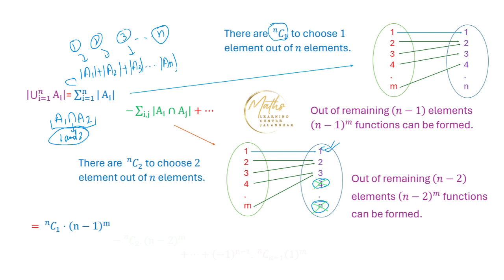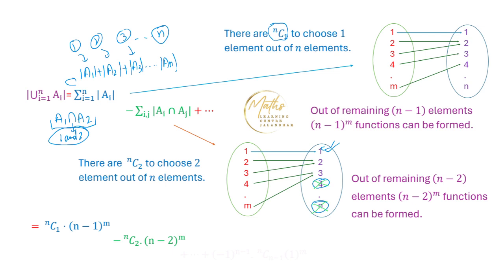For the second term, we have to choose first two elements. To choose two elements, how many ways are there? There are nC2 ways. How many elements are left? We are left with n minus 2 elements. We are left with the set having the elements 1, 2, 3, then 4 is missing, then 5, 6, 7 up to n minus 1. And how many functions can be formed with n minus 2 elements? It is (n minus 2) raised to the power m. So the value over here is this.